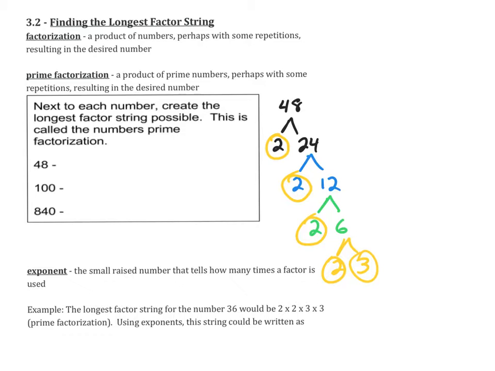Now we'll put those into a long string and we'll use exponents. So I have 1, 2, 3, 4 2's. If we have four 2's, we say 2 to the 4th power times what's left. We have a 3. So 2 to the 4th times 3. And that little 4 is called the exponent. It tells us how many 2's we had. Isn't that cool? Let's do another one for 100.